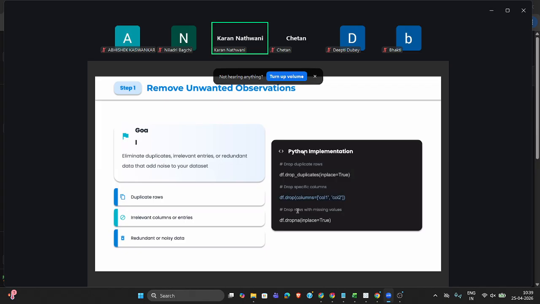Now, if you want to drop the rows with missing values, this is the command you can use to remove those rows which have missing values. This is very straightforward for removing unwanted observations. For example, I want to remove some of the rows or columns which have missing values. This way the Python implementation is very useful to remove that unwanted information. Any doubts so far?